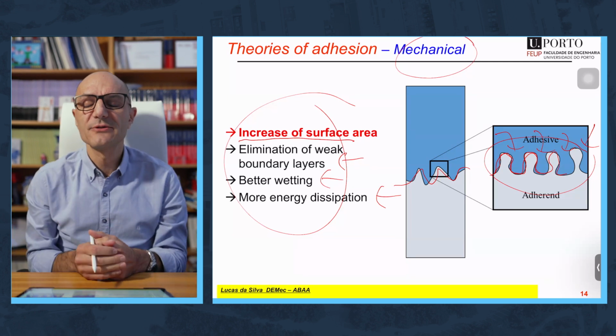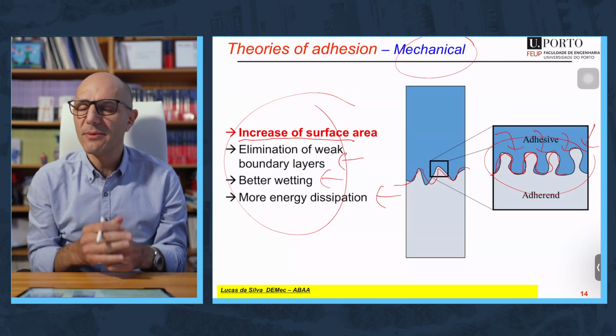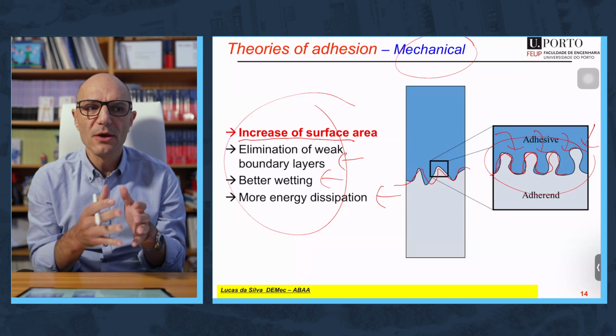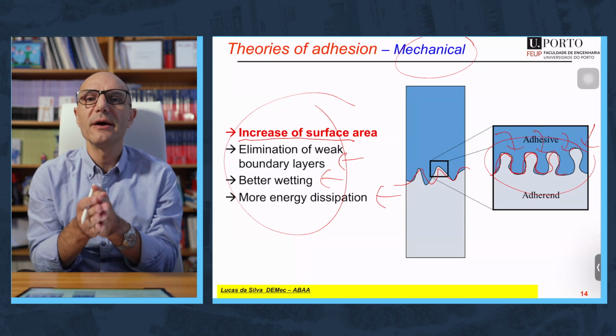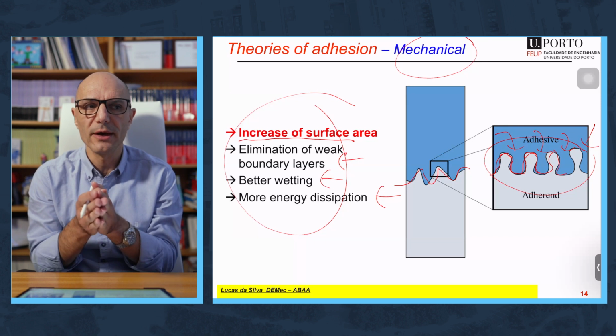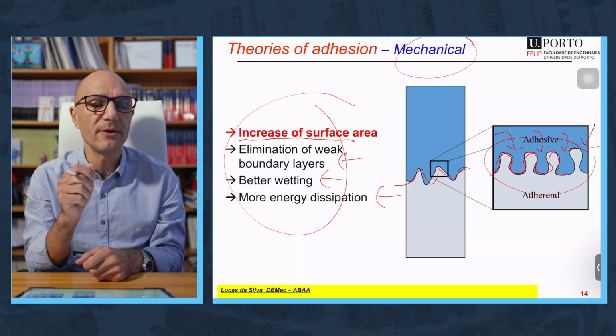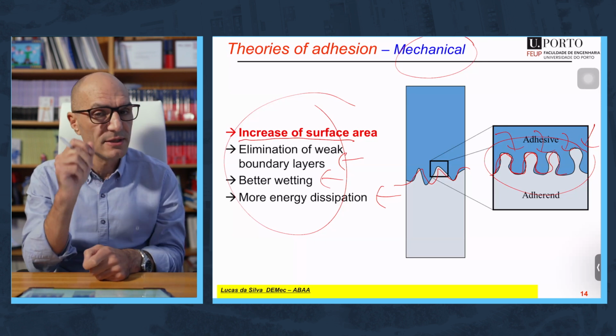So that's for the theory of adhesion. You have some ideas, some notion about the conditions in which the substrate should be to have a good joint, a good adhesion. And this is basically related to the surface energy. This is a key point.